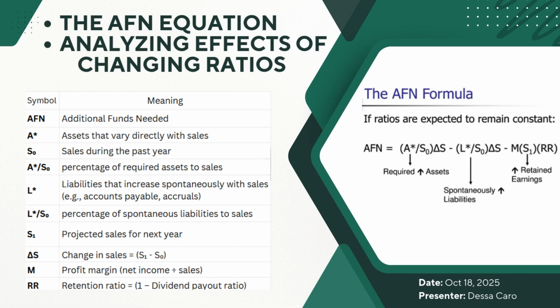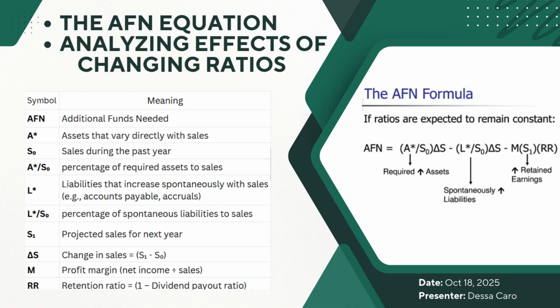RR is the retention ratio, which is 1 minus the dividend payout ratio. RR shows how much of your profits you retain instead of paying out as dividends. If you retain 40% of profits, it means RR is 0.40.